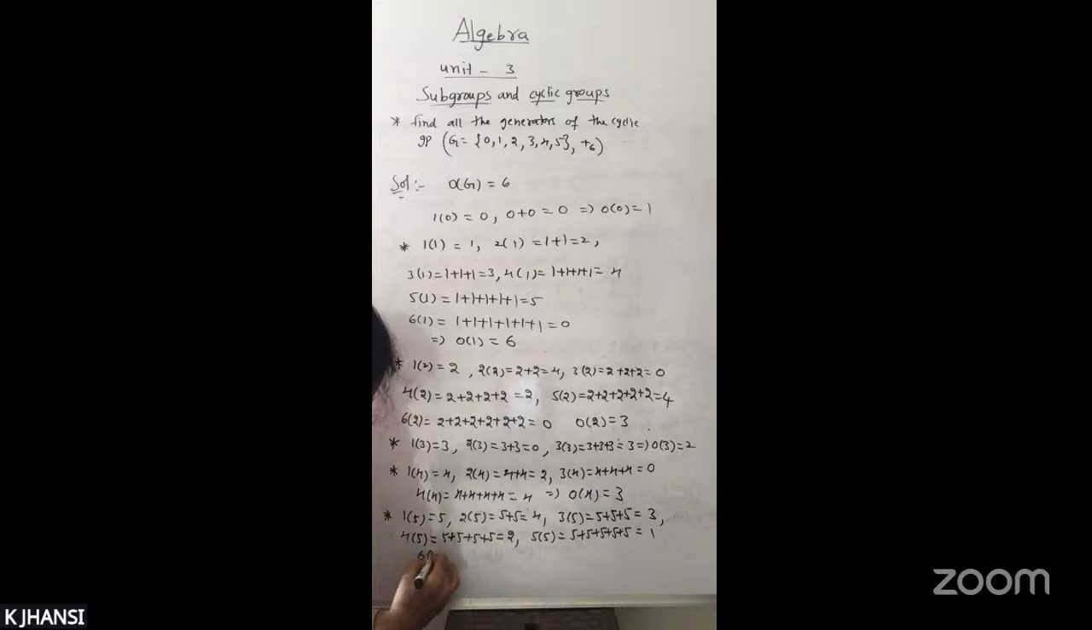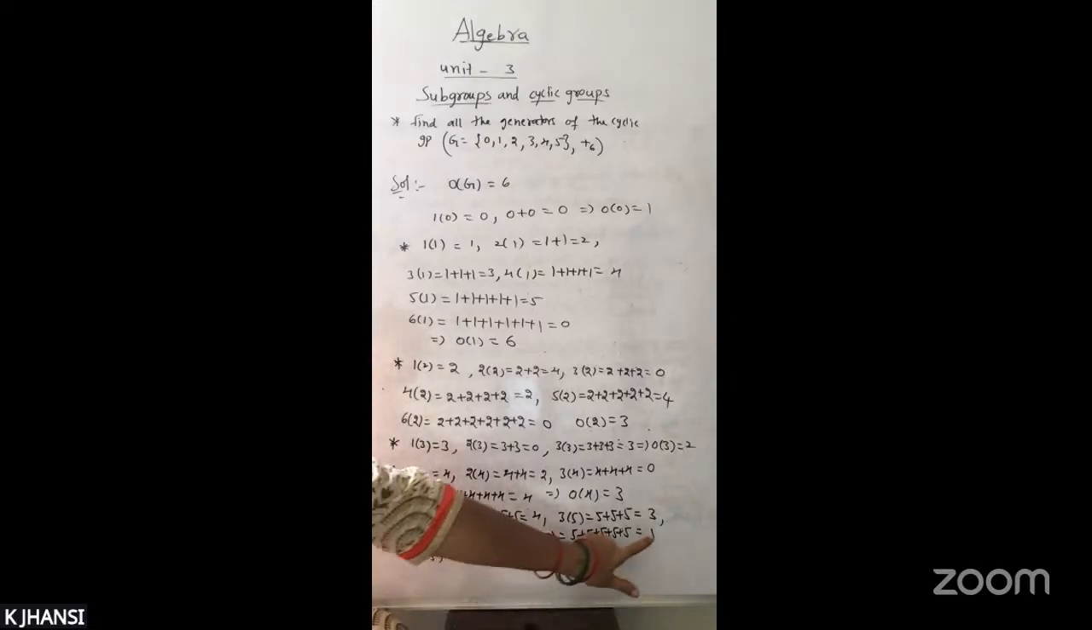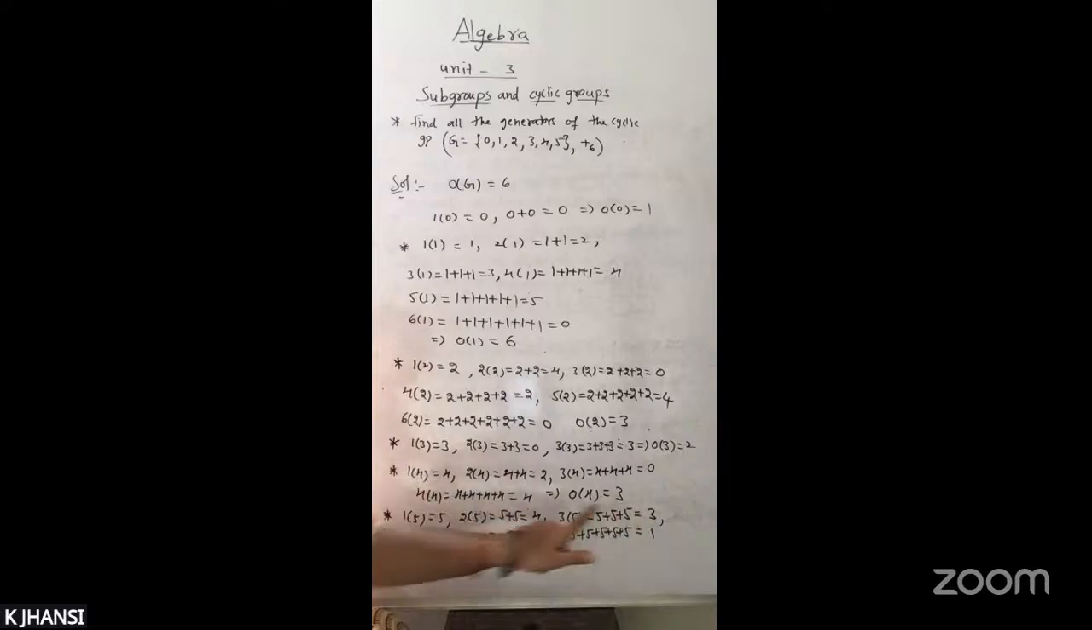Next, 6 of 5. Sorry. 5 plus 5 plus 5 plus 5 plus 5 plus 5. Six 5s are 30. So 0. So you got all the elements 0, 1, 2, 3, 4, 5. So all the elements are present in G. So therefore the generators are here.